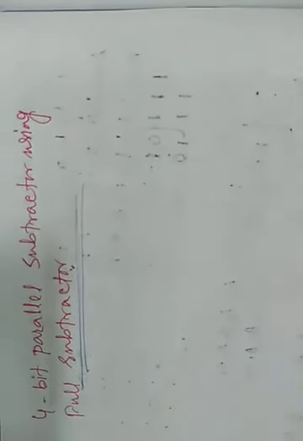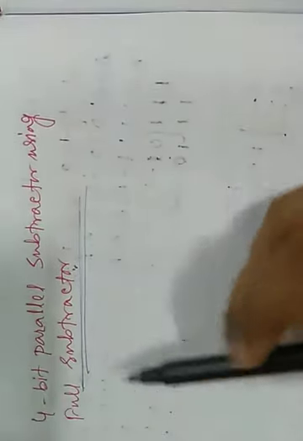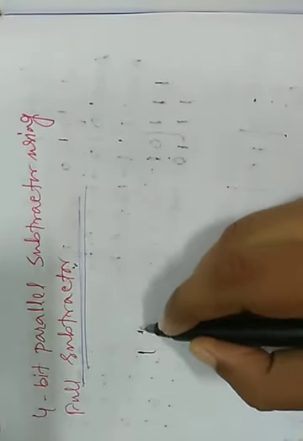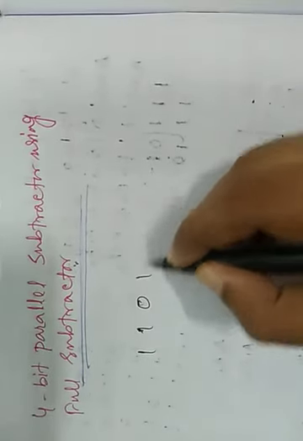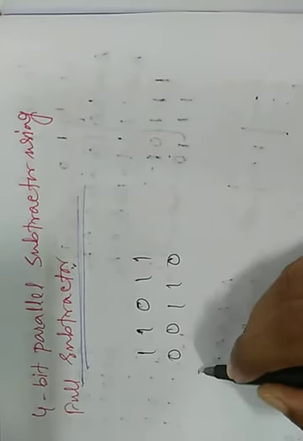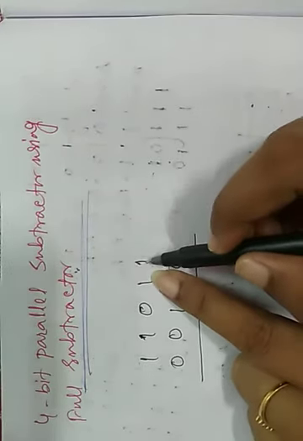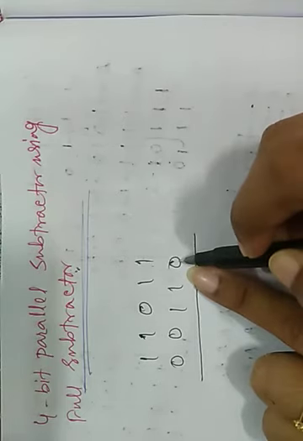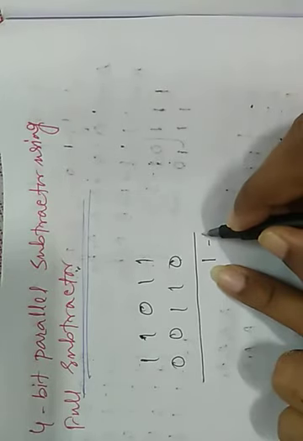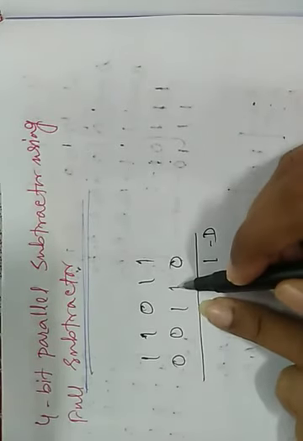So for binary subtraction, we know, as we learned in our full subtractor video, if we are going to subtract 2 bits this way, every time we have to subtract individually. Individually means if we are subtracting 1 minus 0, we know that we get 1 as the difference. This is our difference. 1 minus 1 is 0.